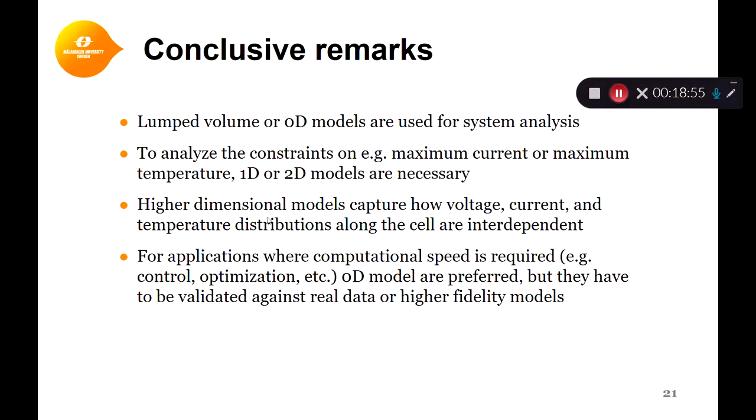But of course, the complexity comes also with a drawback, because these models, since they are more complex, may also be slower computationally. So in those applications where computational speed is required, for example, for control or for optimization, often 0D models are preferred. In any case, every model needs to be validated against real data or high fidelity model results.